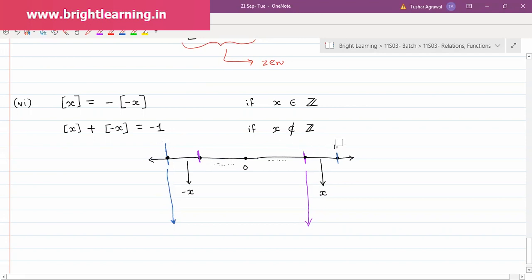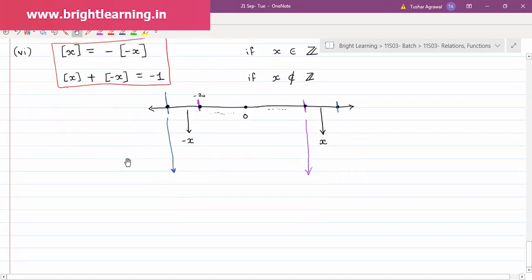So what if it is not 10 and 11? Suppose this is equal to 20 and 21. So this will be -20 and -21. But 20 and -21, the combined addition will be -1. Is this property clear to you? Yes, sir. If integers, they are just opposite signs of each other. If not an integer, their addition is -1.